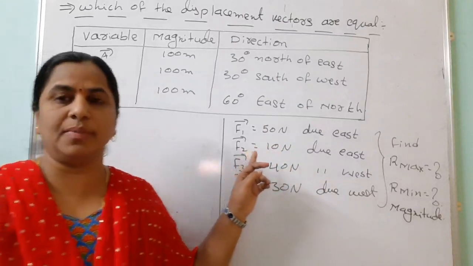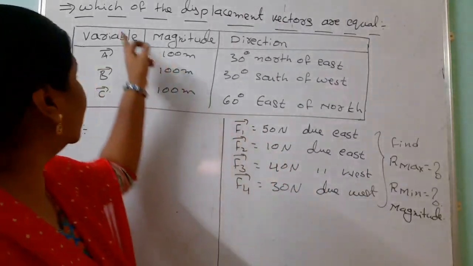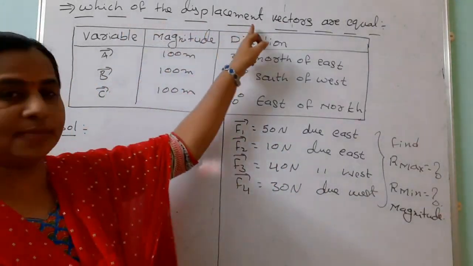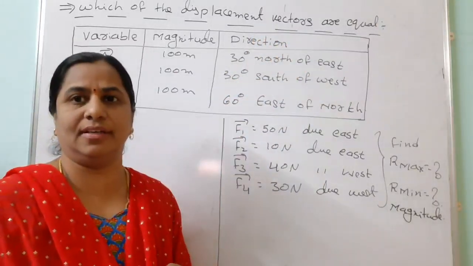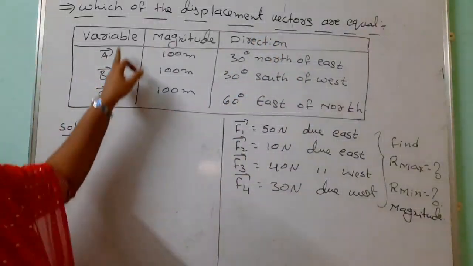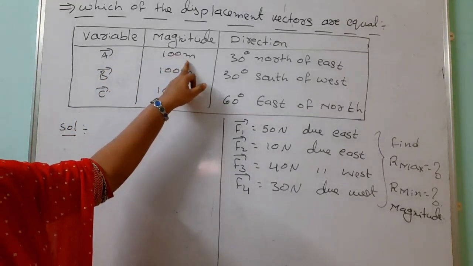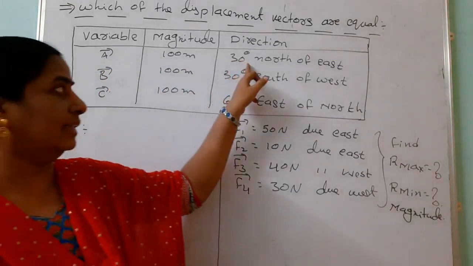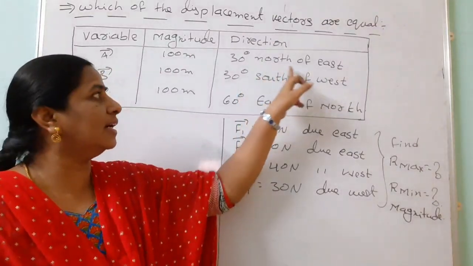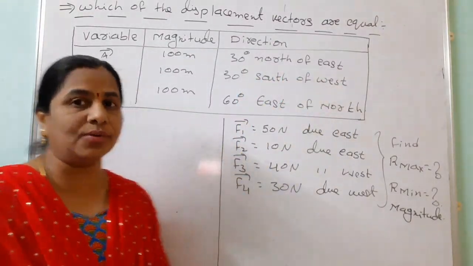Here is one more problem based on the topic. The question is, which of the displacement vectors are equal? The given data is: the first vector is A bar. Magnitude is how much? 100 meters. Direction they have also given: 30 degrees north of east. How to take that one?